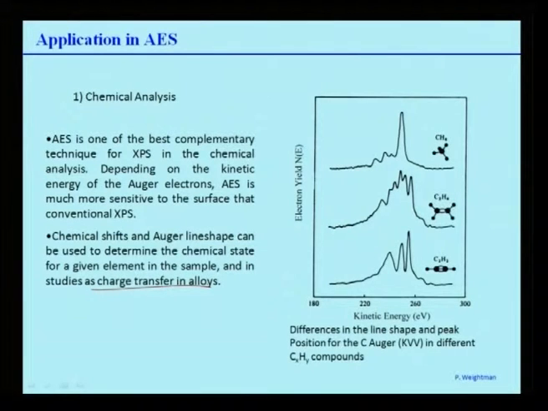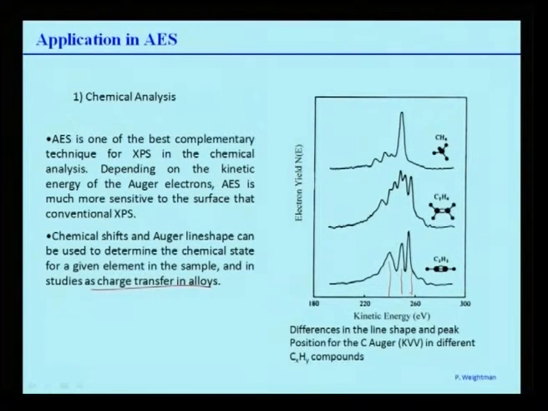Let us now look at the differences in the line shape and the peak positions for the carbon Auger spectra, KVV, in different CxHy compounds. First let us talk about acetylene, C2H2. There are triple bonds between two carbon atoms. You can clearly see there are three distinct peaks, one broad and two very sharp peaks, coming at around 240 to 255 eV.